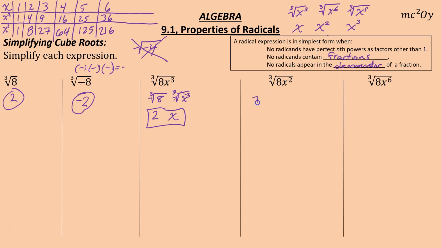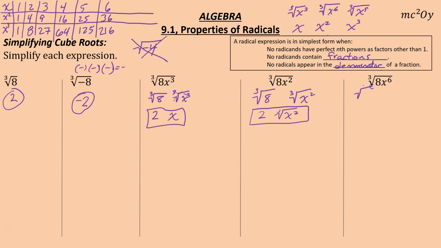Let's check this one out. This one breaks into cubed root of 8 and the cubed root of x squared. Well, the cubed root of 8 is 2. The cubed root of x squared, well, notice you can't get a perfect cube out of that. You don't have enough. You need 3 at least. You only have 2, so you just leave it. You can't do anything with it. Your answer is 2 cubed root x squared.